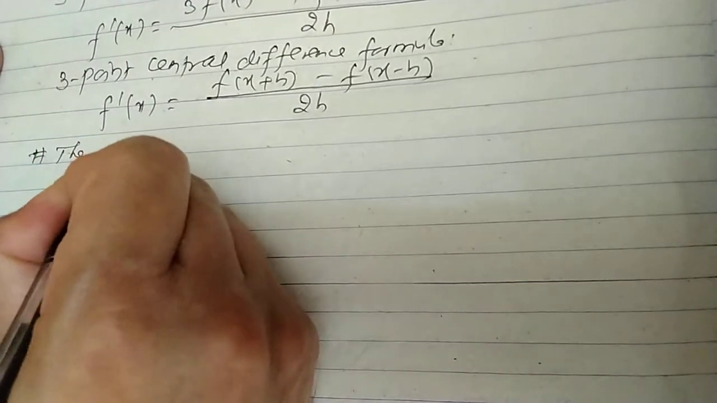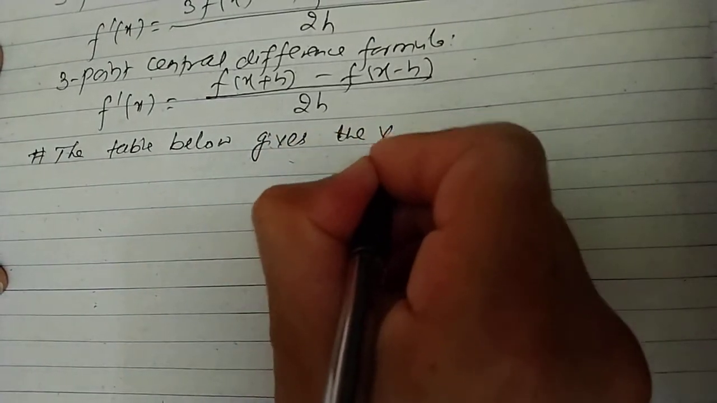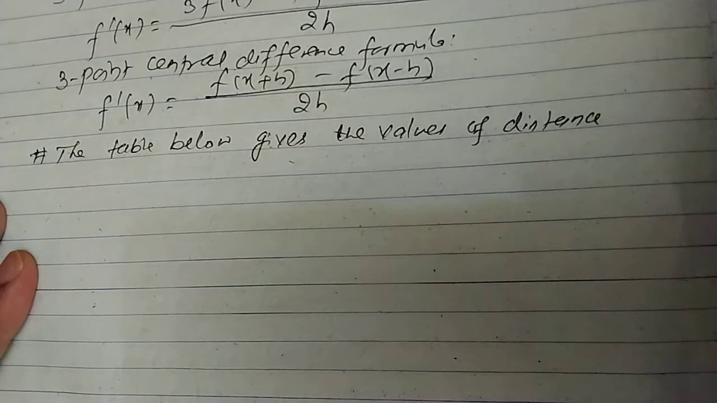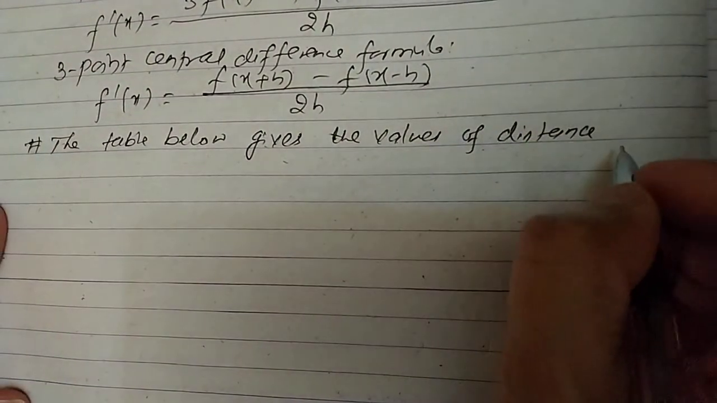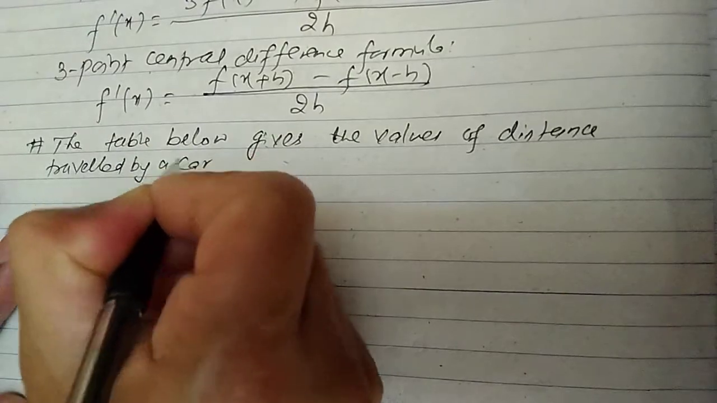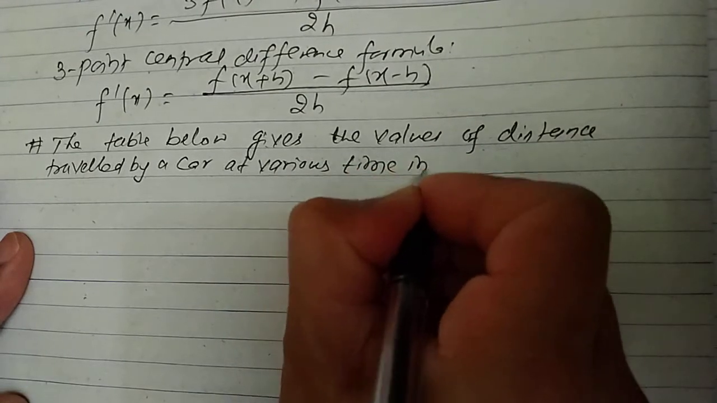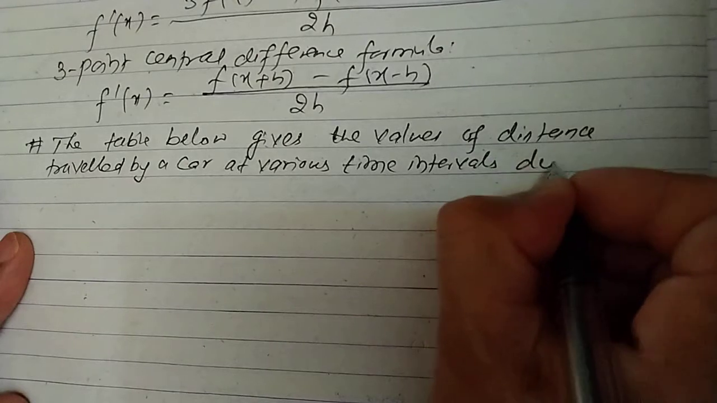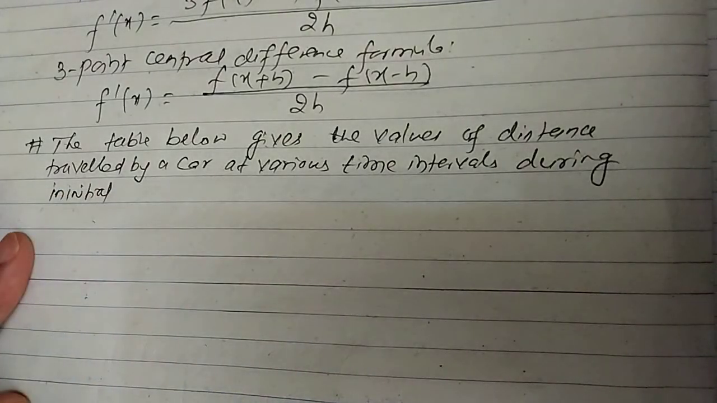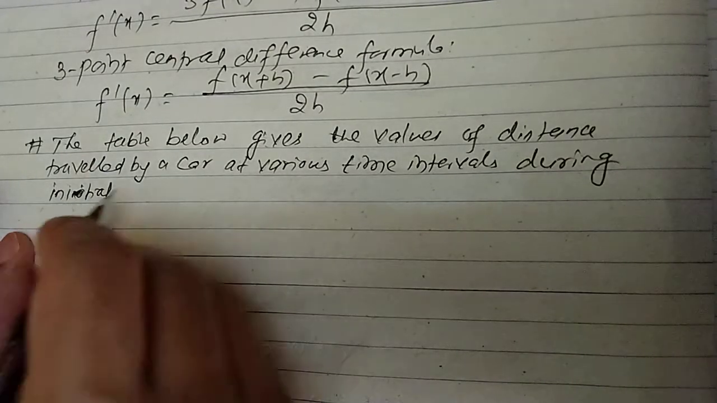The table below gives the values of distance traveled by a car at various time intervals during initial running.